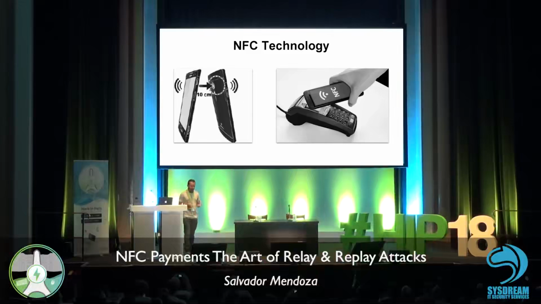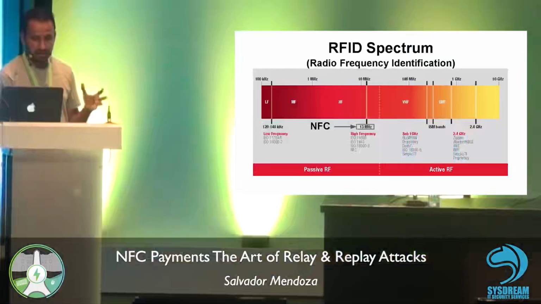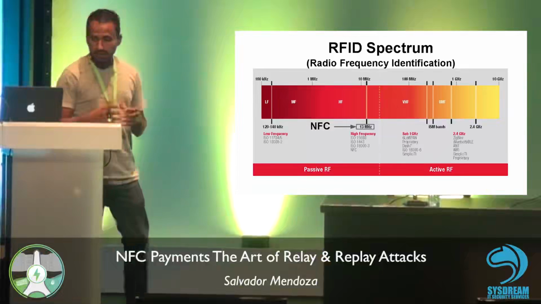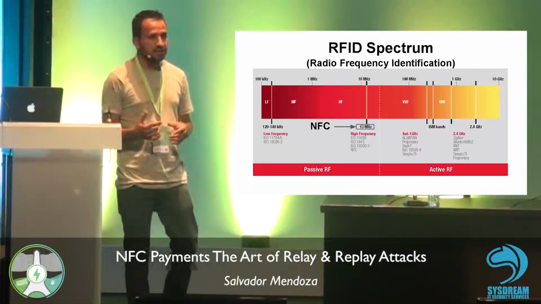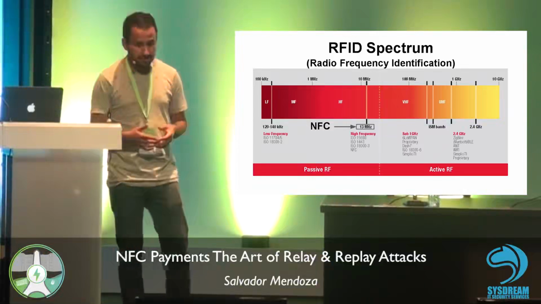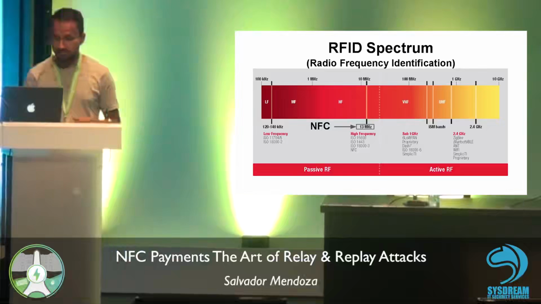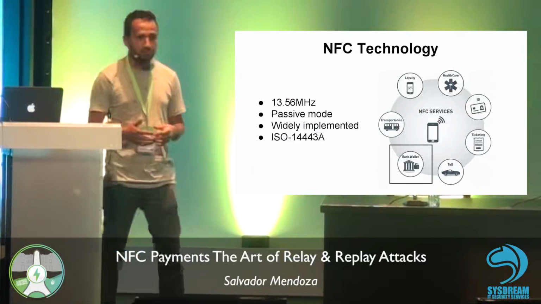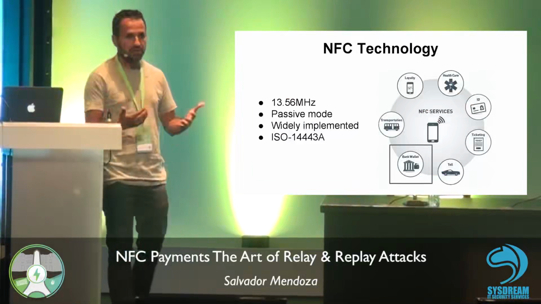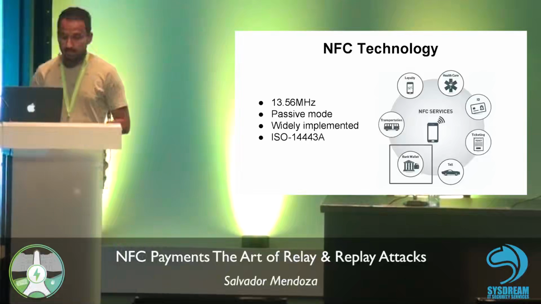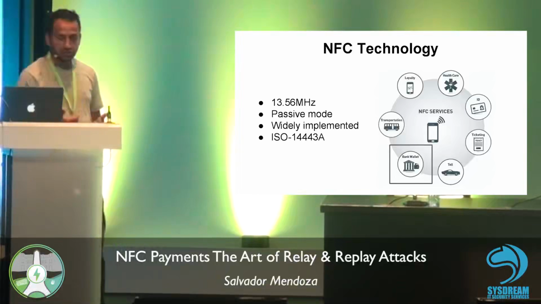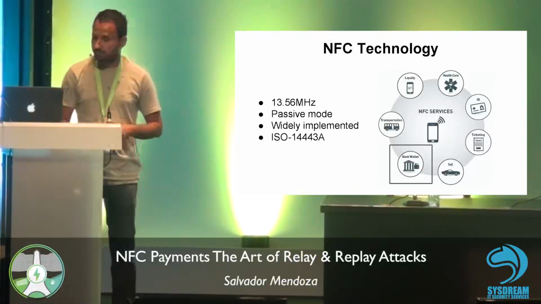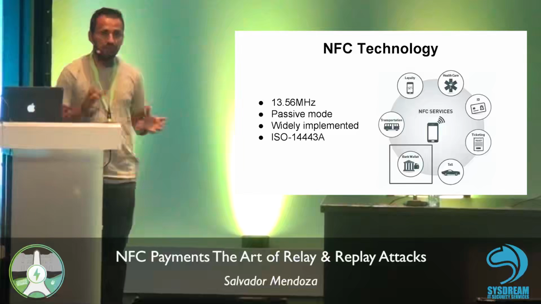Basically, NFC technology is a connection between two devices at less than 10 centimeters. This was adopted in NFC payment systems, of course, because they thought it was secure. In the RFID spectrum, NFC is in the high frequency band, 13.56 megahertz. It is a passive technology, which means it requires another device to power it up when you put it closer to the POS, the point of sale system, or a terminal. It's also widely implemented, and it uses ISO 14443A. Right now, we are talking specifically about bank wallet technology.